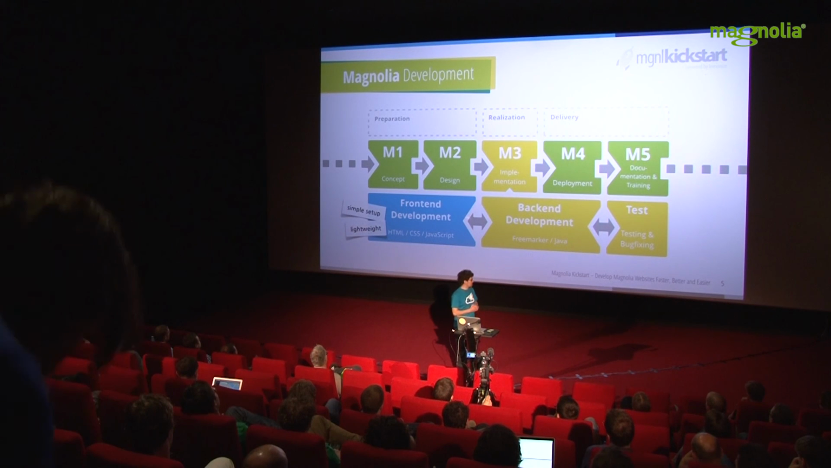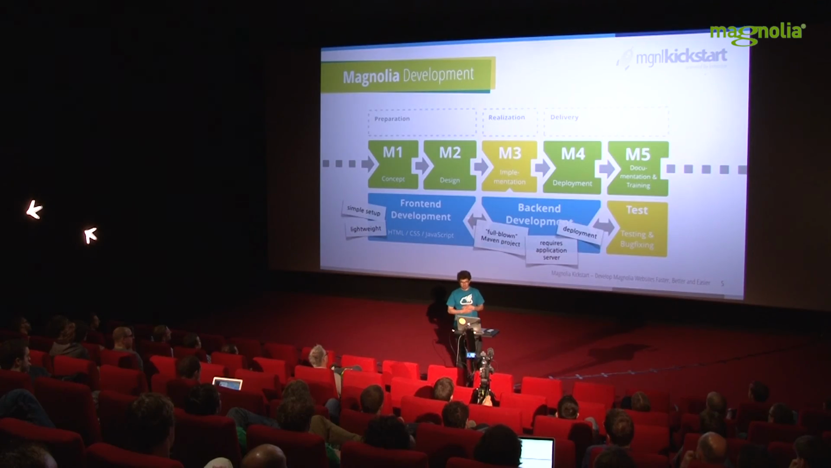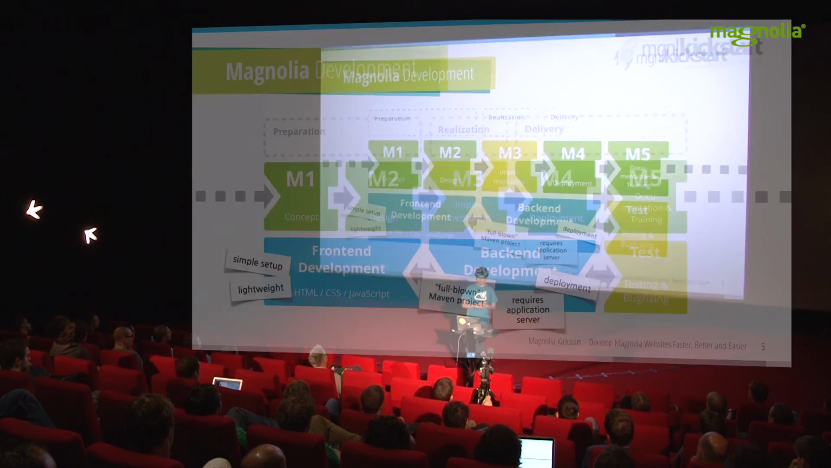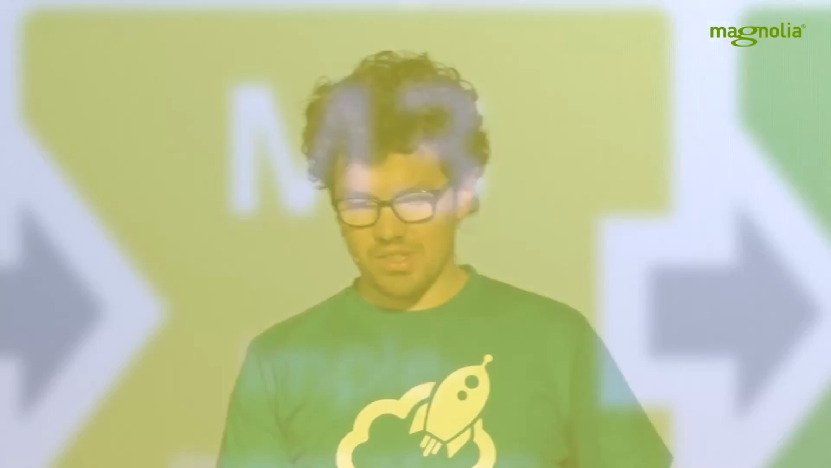So front-end development typically is quite simple to set up, so it's pretty lightweight development. You don't have to set up an application server. You can just use your web editor, load it in the browser, refresh, and see everything. So that's pretty much lightweight. In contrast, backend development requires a full-blown Maven project when working with Magnolia deployment, or even hot deployment. So that's not so easy to set up.